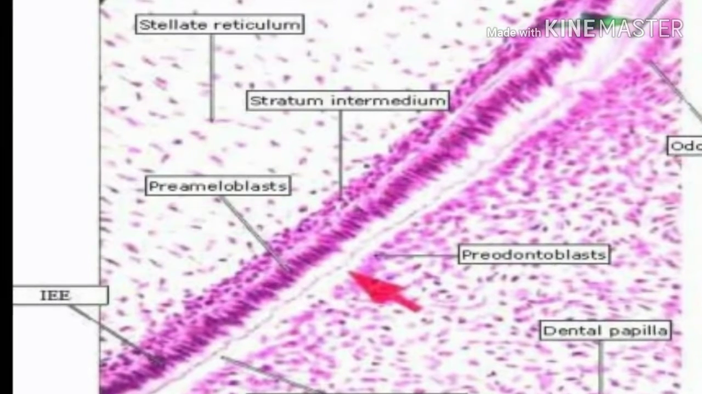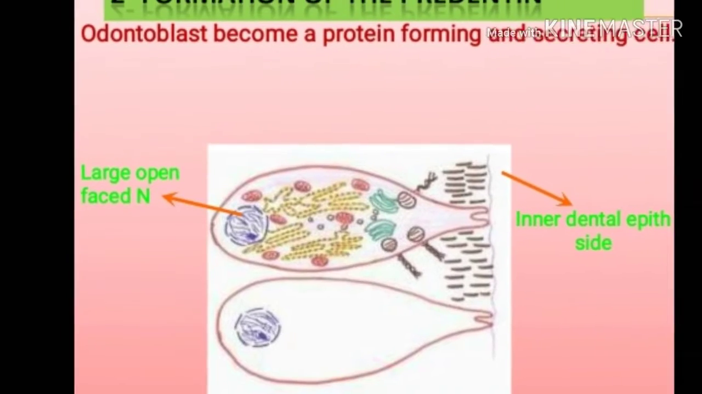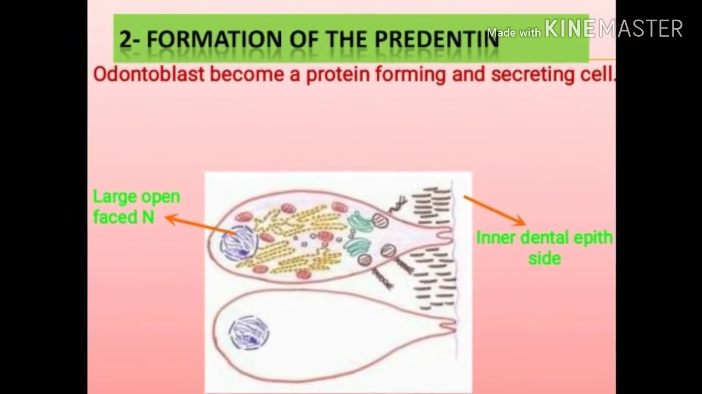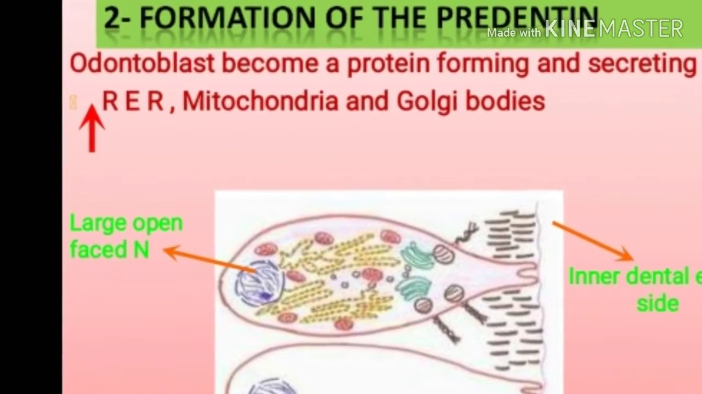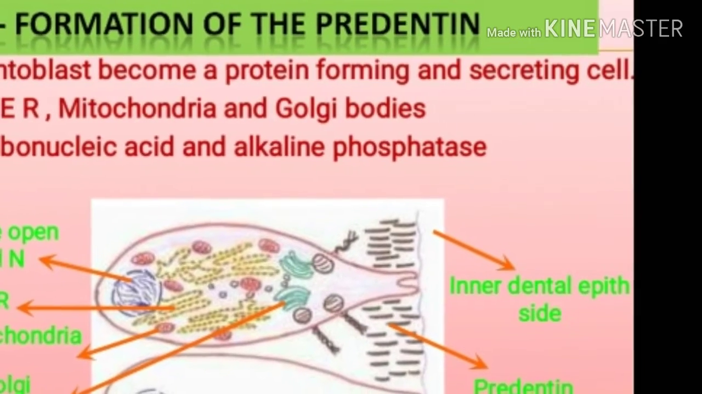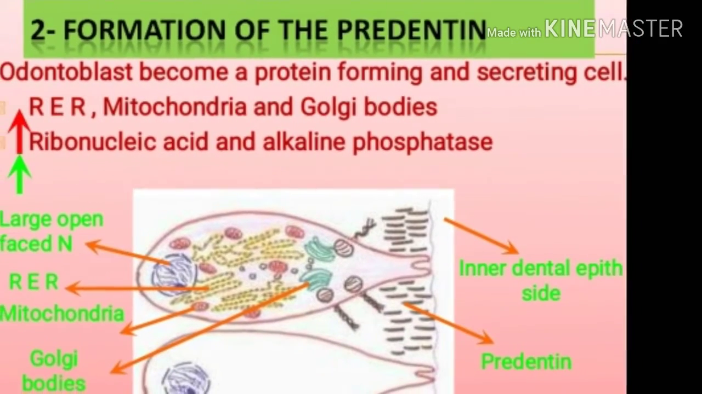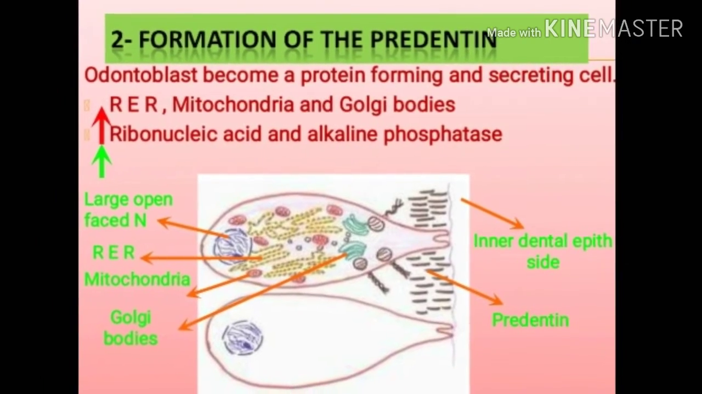Formation of predentin. The figure shows the large open-faced nuclei and the inner dental epithelial site. The odontoblast becomes a protein-forming and secreting cell. Rough endoplasmic reticulum, mitochondria, Golgi bodies, ribonucleic acid and alkaline phosphatase levels increase. Formation of the predentin along the inner dental epithelial site.